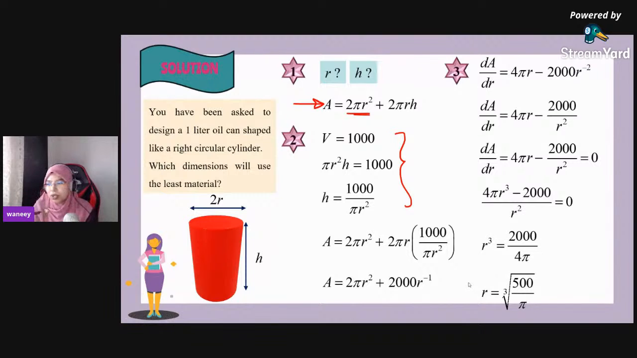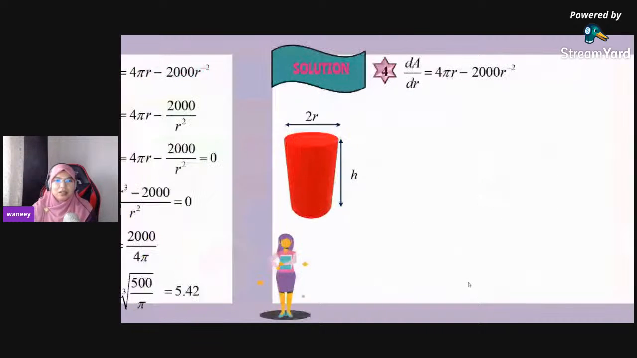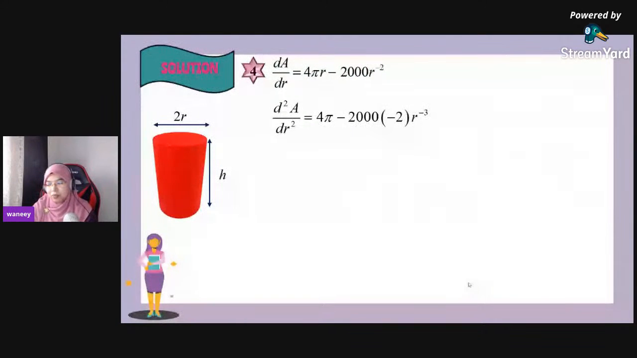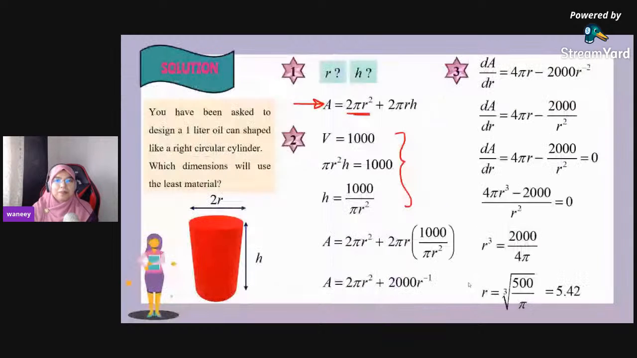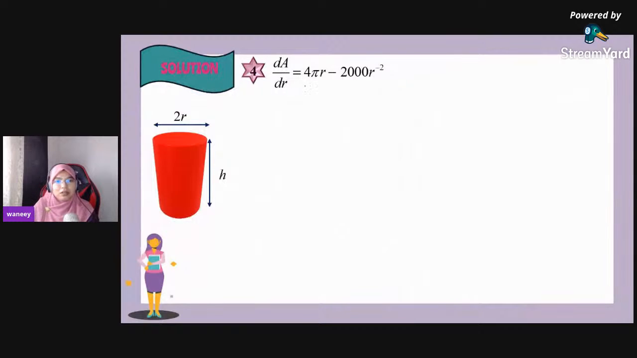Okay, so now we already have the value of R. So what we should do next is that we need to go back and substitute and check. Do we have a minimum or maximum? So R is equal to 5.42. Okay, so dA over dR is 4 pi R minus 2000 R to the power of negative 2. So we're going to differentiate them again to get the second derivative.